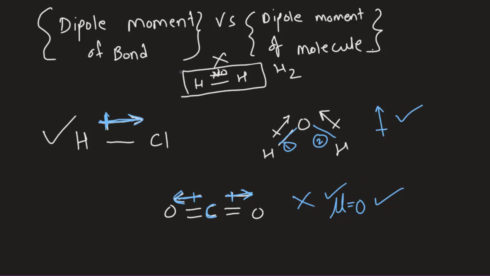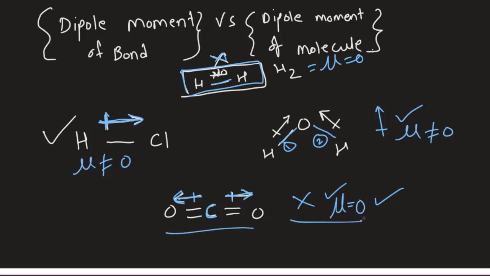So we have seen four examples in this video. First one is hydrogen molecule where there is no dipole moment exist at all. So net dipole moment is zero here. In hydrogen chloride, there is a dipole moment, right? So mu is not equal to zero in this case. In H2O also, mu is not equal to zero. In CO2, mu is equal to zero.